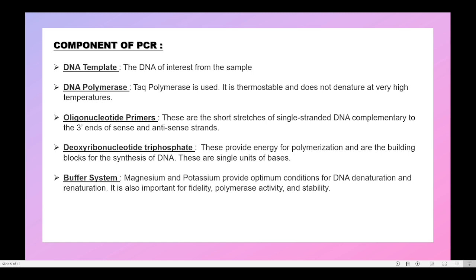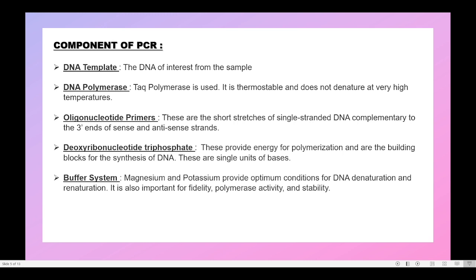The components which are used in the PCR technique are as follows. DNA template, the DNA of interest from the sample. DNA polymerase. Taq polymerase is used. It is thermostable and does not denature at very high temperature. Oligonucleotide primers. These are short stretches of single-stranded DNA complementary to the 3' end of the sense and antisense strands.